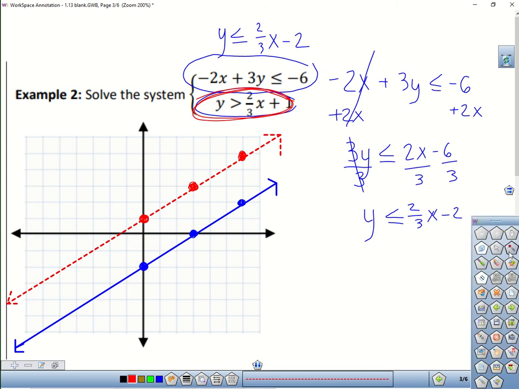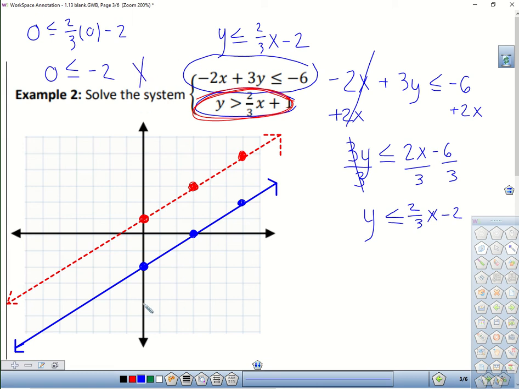Okay. So now we're going to determine where we're going to shade each one. I'm going to do the blue first. In the case of the blue, I'm going to check and see if 0, 0 satisfies my inequality. If it does, I'm going to shade where 0, 0 is. If it doesn't, I'm going to shade where it does not. So 0 is less than or equal to 2/3 times 0 minus 2. That means 0 is less than or equal to -2. True or false? False. So 0 is not included, so we're going to shade below.